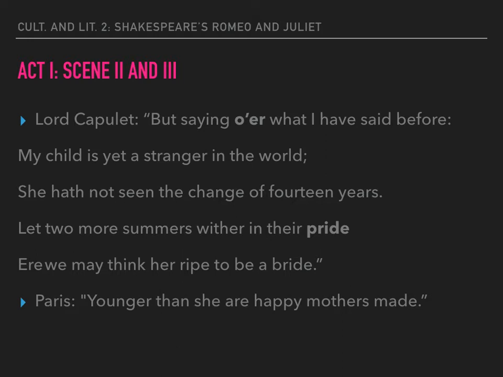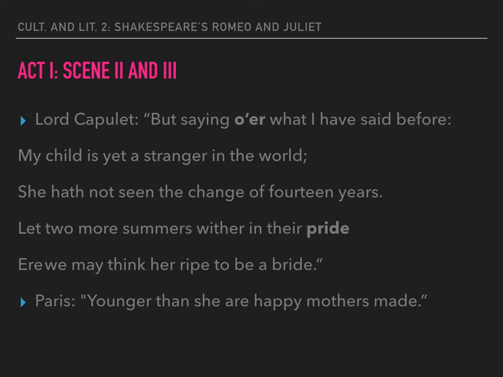And Paris then replies, "Younger than she, our happy mother's maid." And this is quite strange because we see here that Juliet is only 13 years old, so she's extremely young, and that her father agrees with this. Her father thinks, no, she's way too young to get married. We have to have at least another 2 years. 15 years old, then she'll be ready to be married.